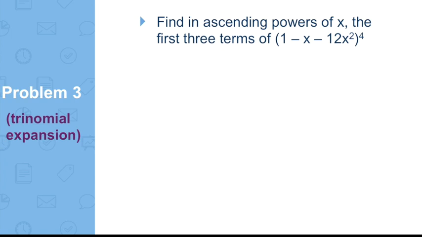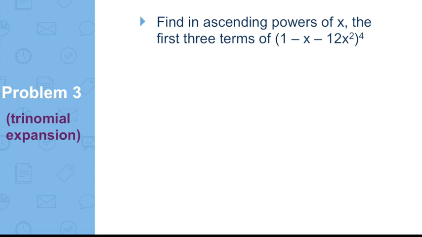Alright, now moving on to the last problem, and that is expanding a trinomial. Find in ascending powers of x the first three terms of 1 minus x minus 12x squared to the power of 4. Okay, please do not be so worried about this. How are we going to expand this trinomial, a polynomial consisting of three terms? The three terms are 1, negative x, and negative 12x squared. And then expand that, meaning, are we going to multiply this 4 times?